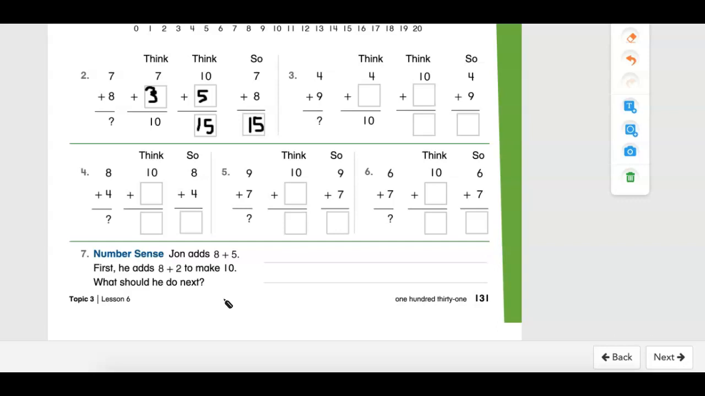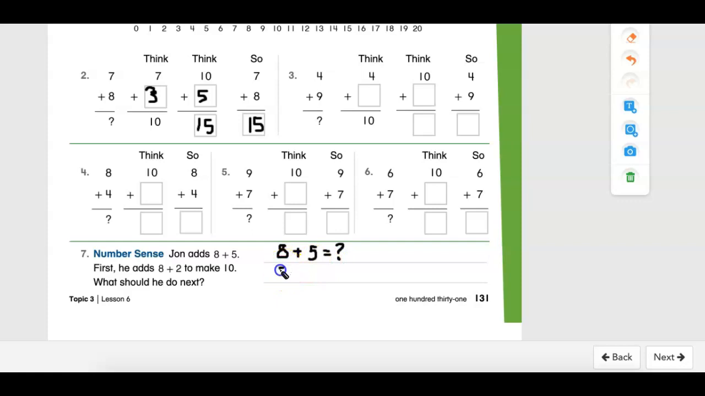So what you can do for number 7 is just write the equation for what he would need to add to 10 to find 8 plus 5. So Mrs. Collier will help you start this off. So we could write 8 plus 5 equals, we're not sure yet, so we can write a question mark.